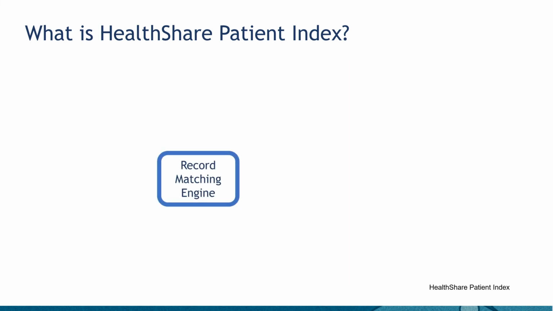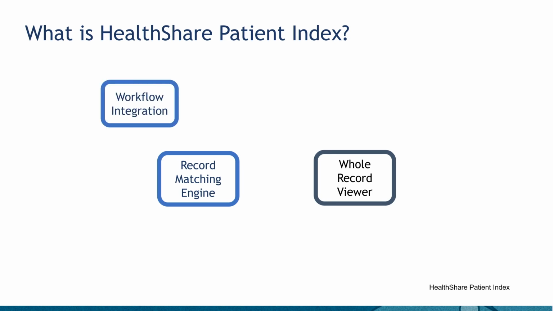But the piece of patient index at the heart is the record matching engine. And this can be deterministic, probabilistic, or custom rules. There's also a whole record reviewer that allows you to see all the records associated with a patient, whether it's the same enterprise ID and they're linked, or if they're not linked. We also have workflow integration where the patient index matches are actually put on a work list so they can be reviewed.